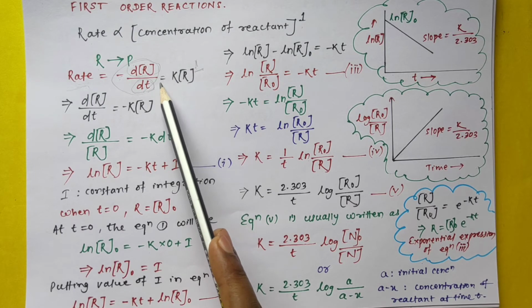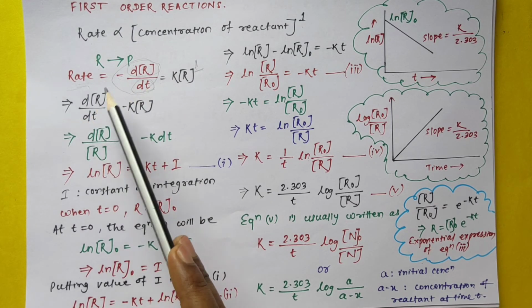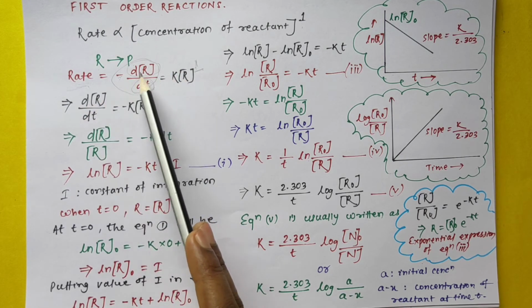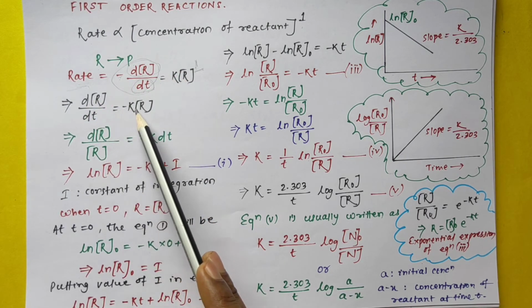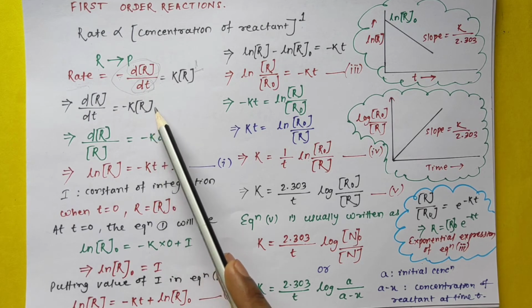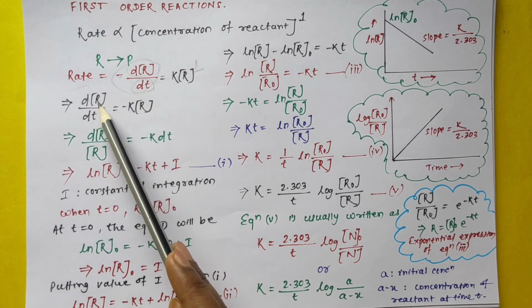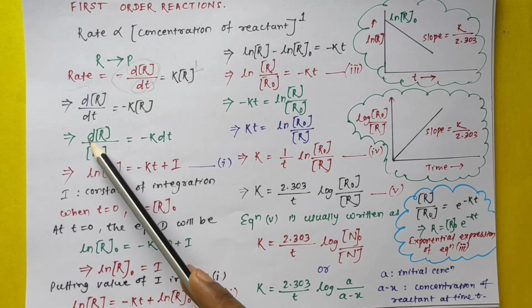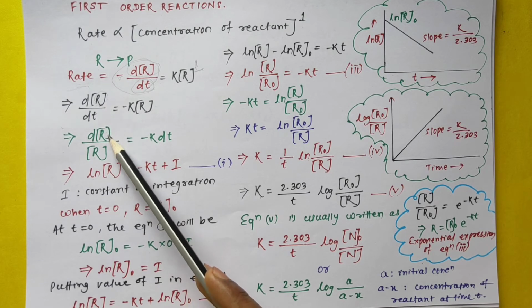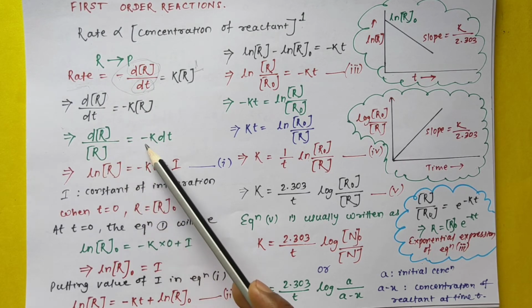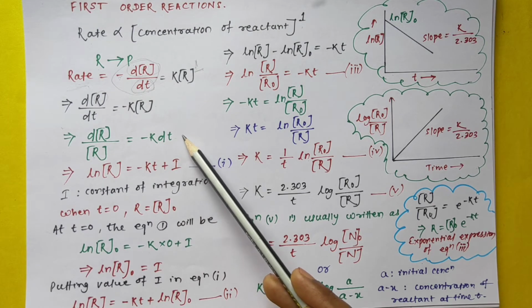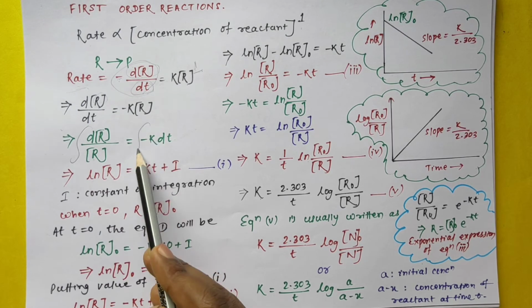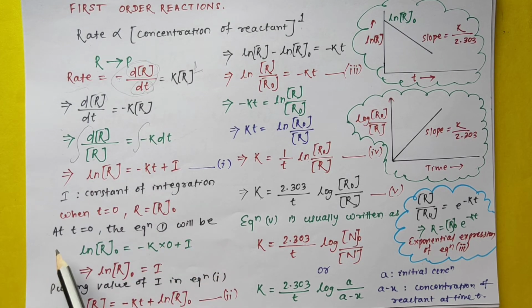So I am writing the same thing once again here, only shifting the minus sign to the right. So here it is d concentration of R by dt is equal to minus K concentration of R. So let's rearrange it. Let's take R term to the left side. Okay, so d concentration of R divided by concentration of R is equal to minus K dt. Clear? It is arranged right now. Next, if we will integrate it, then what will we get?